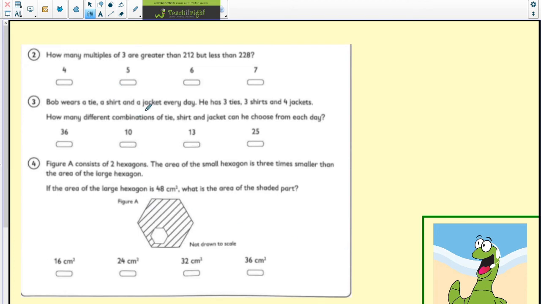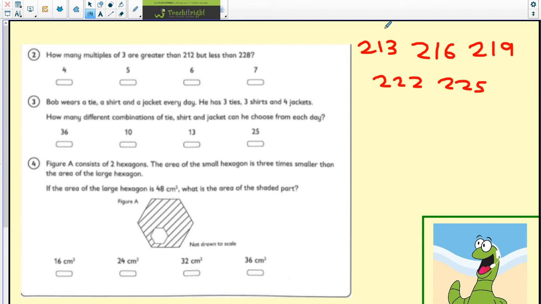Number 2, how many multiples of 3 are greater than 212 but less than 228? So with that, if we just list them out, you've got multiples of 3, so 213 is your first one, 216, 219, 222, 225.